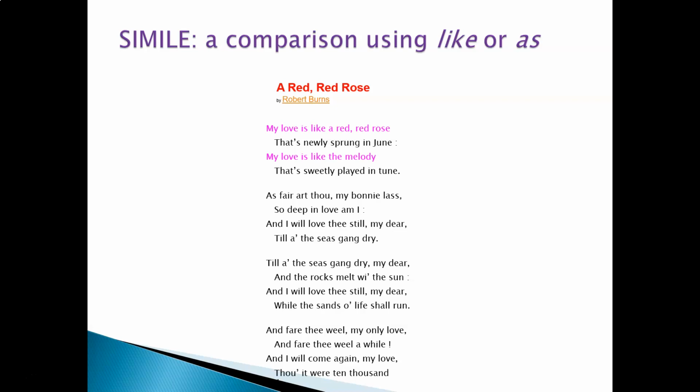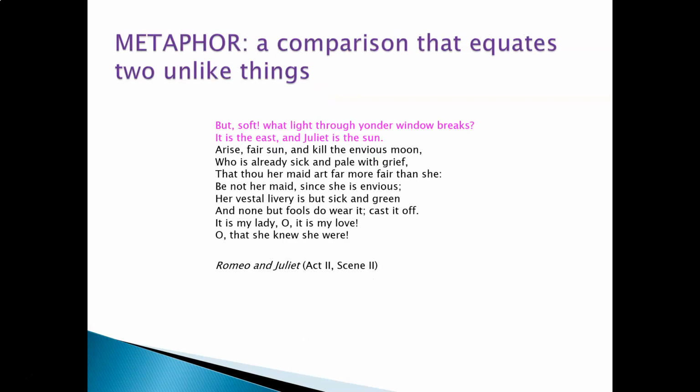Now, forget the rhyme, forget everything else that makes this poem so lovely. Just look at the simile. Look at the comparison. My love is like, my love is like. And what is his love like? Number 1, a rose. Number 2, a melody. It's a beautiful way of writing, drawing the reader's attention on a comparison just to make the idea that you're trying to project a little bit stronger. That's simile.